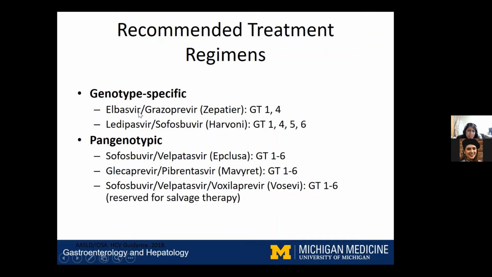Genotype-specific regimens include elbasvir/grazoprevir, which are really aimed at genotypes 1 and 4, or ledipasvir and sofosbuvir, which really work the best for genotypes 1, 4, 5, and 6. So you can see there's a gap for patients who are genotype 2 and 3 with these genotype-specific regimens.